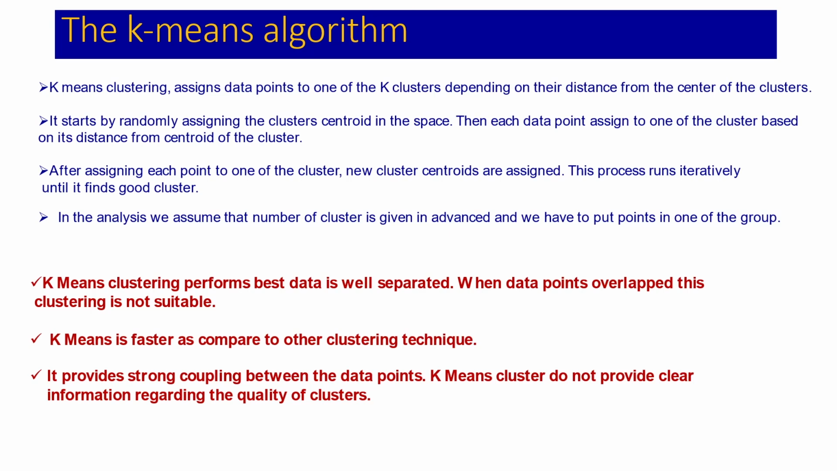I first described to you the k-means clustering problem, which is the widely used one. It is very fast compared to other clustering techniques, and it provides a strong coupling between the data points. That is why it is so widely used. It does not provide any clear information about the quality of the clusters. That is one of the weak points of the k-means clustering algorithm.